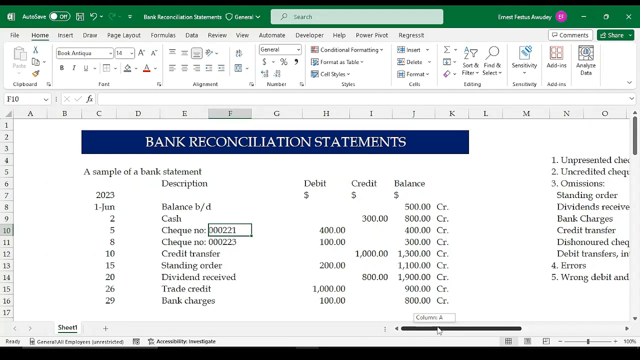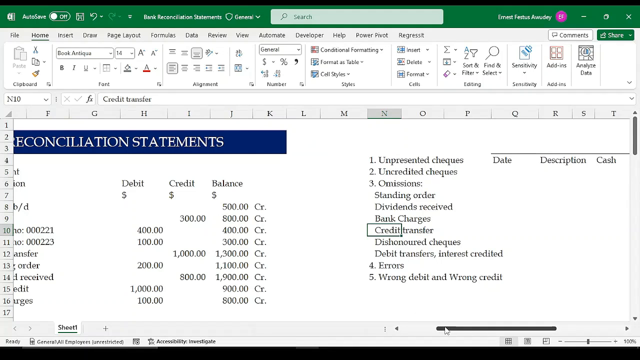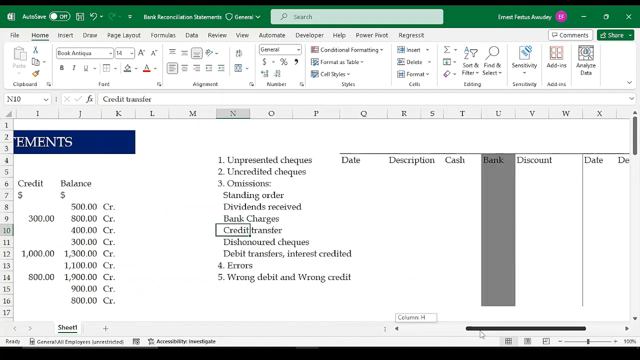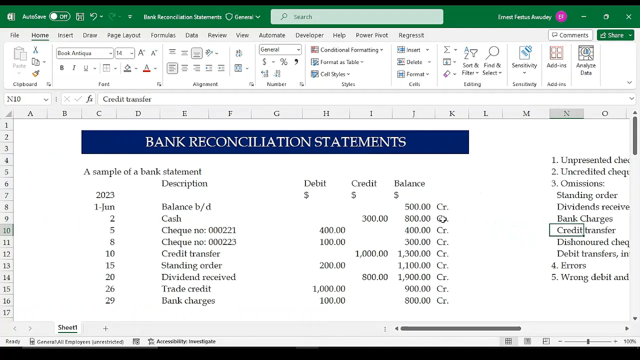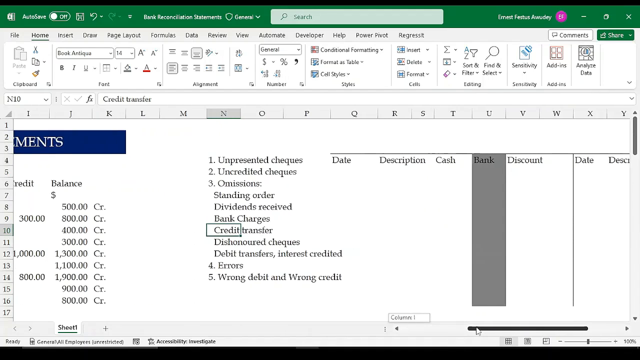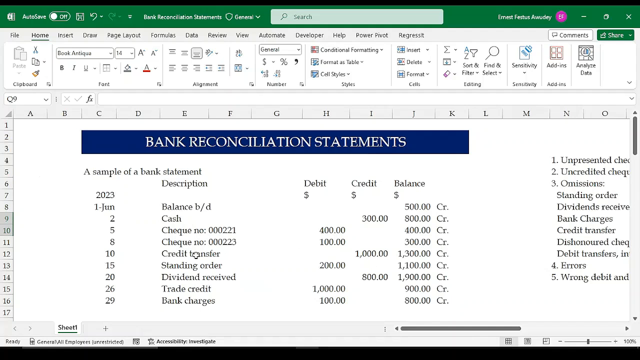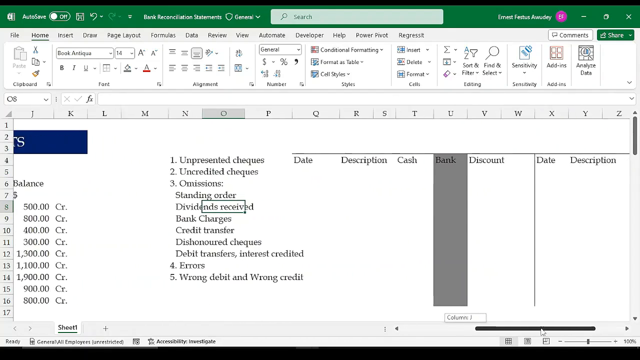All right, the next one is credit transfer. A credit transfer is an amount paid by a firm's customer directly into the bank account, and this may be unknown to the business. So a customer owes you and decides to pay you directly into your bank account. You might not be aware of such a transaction, and therefore you may fail to enter it into your cash book, that is, on the debit side of the cash book, because a credit transfer is an income. As you can see from here, it's an income. So that may also cause a difference between the bank statement balance and the cash book balance.